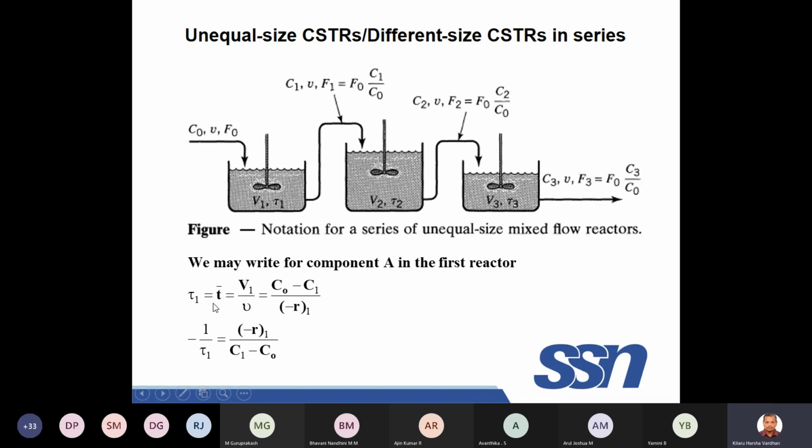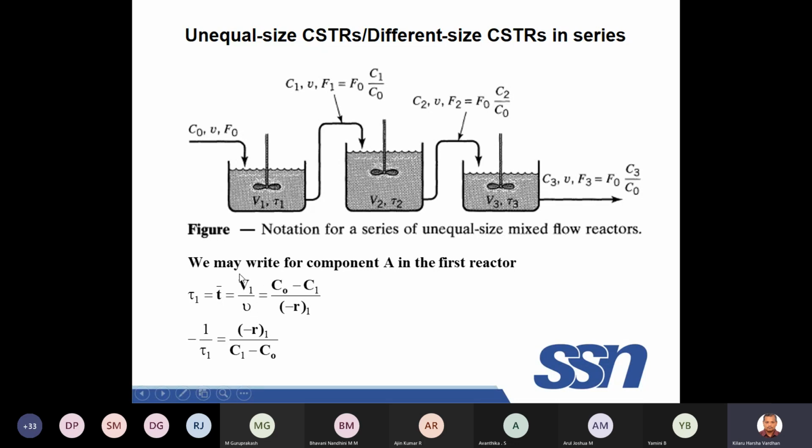But if there is an expansion, that is the volume is increasing, then the space time and average residence time may be different. I gave one example of popcorn. If the popcorn is not popping up, if it is remaining as a seed, it will have one space time. But if the popcorn is popping up, that is increasing in volume, definitely there will be a change in the space time, right? So that is V1 by V, because tau is nothing but volume by volumetric flow rate.